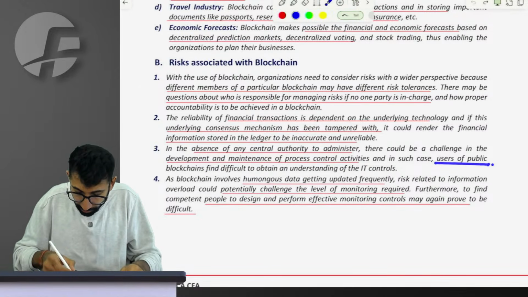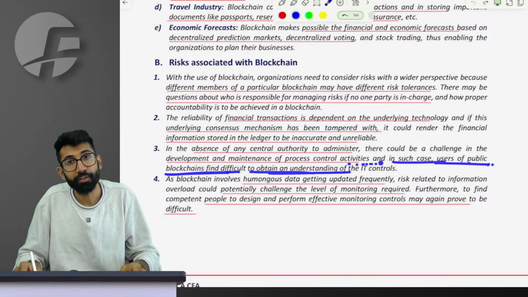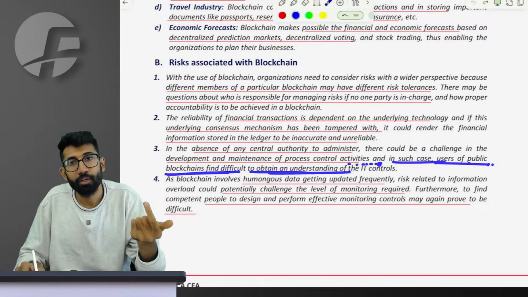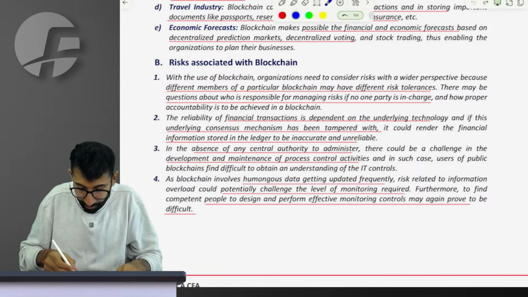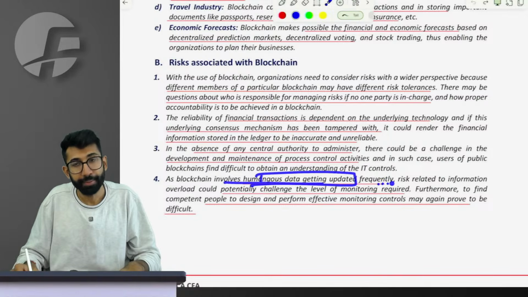So a user of a public blockchain finds it difficult to obtain an understanding of the IT controls related to cyber attacks. What are the controls? That is difficult to understand. Sir, it involves humongous data that is updated frequently.